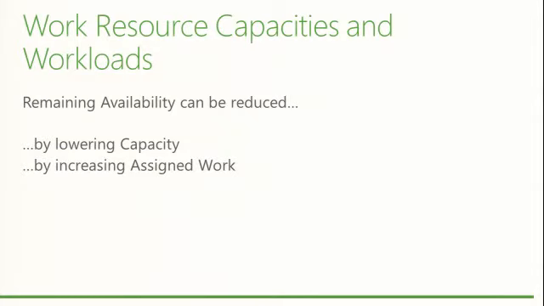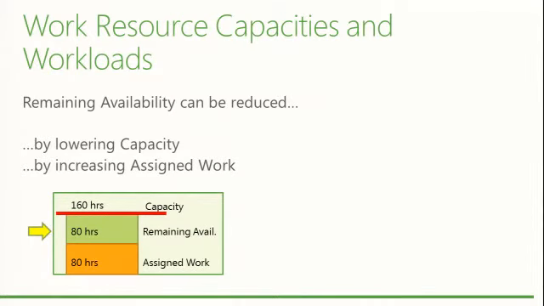Now, those numbers are going to fluctuate. That bottom line number, the remaining availability, is what we're going to be looking at for real people. It can be reduced either by lowering that top line, the capacity, or by increasing the assigned work. Either way, that gap between them is going to change.